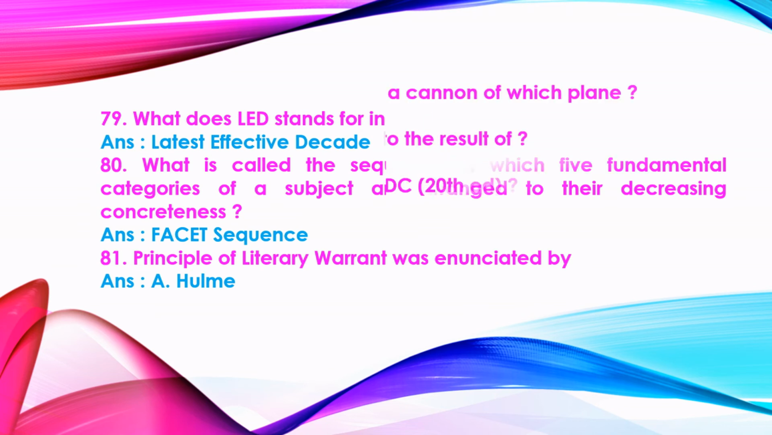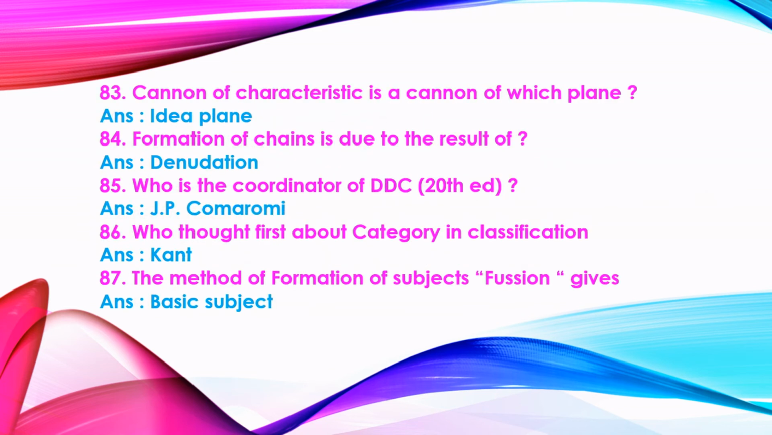Hulme. Canon of characteristic is a canon of which plan? Idea plan. Formation of chains is due to the result of denudation. Who is the coordinator of DDC 20th edition? J.P. Comaromi. Who thought first about category in classification? Kant. The method of formation of subjects, fusion, gives basic subject.